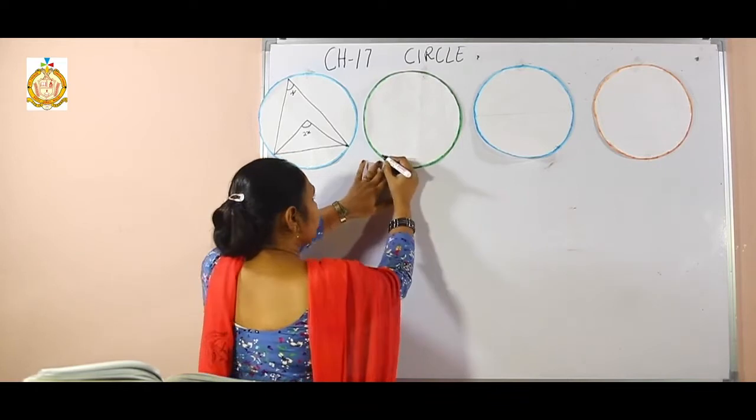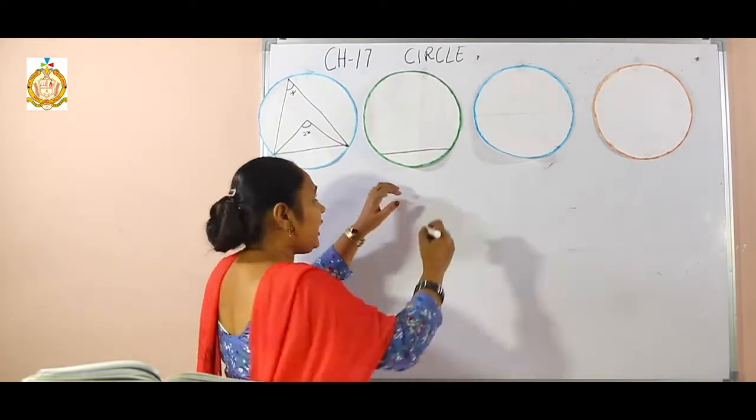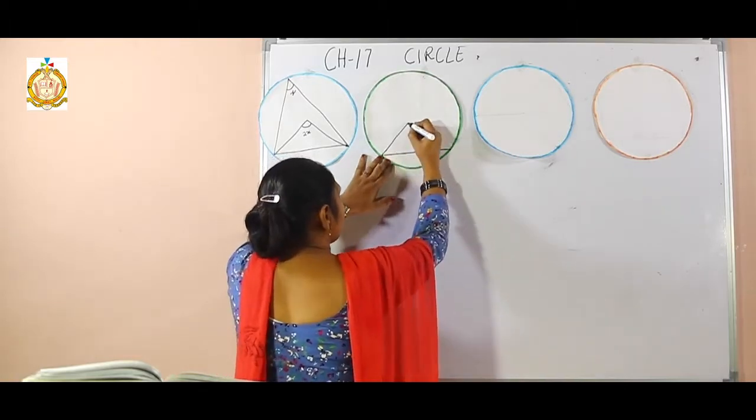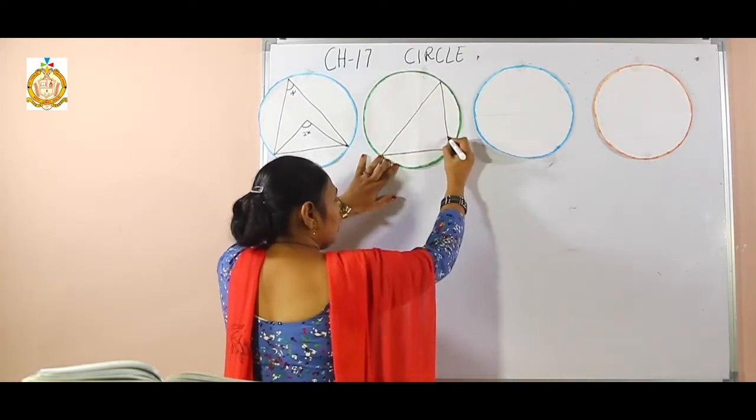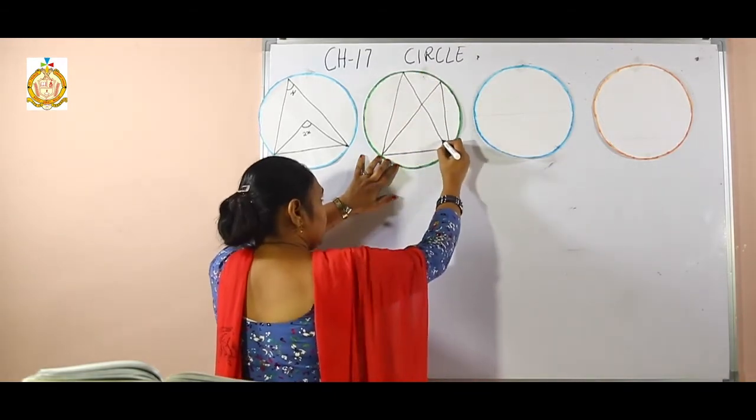Now we come to the second property. Again I take a chord. This is my chord. This is my base. Now I will draw a triangle on it. This is my one triangle, this is the other triangle.